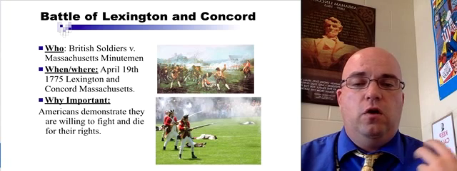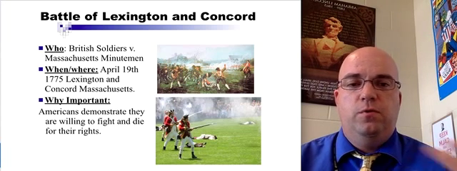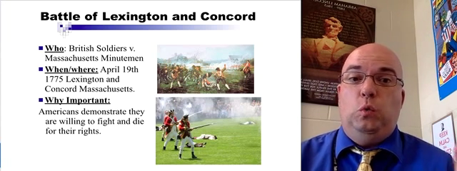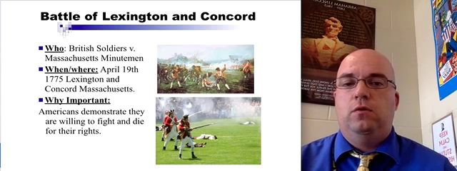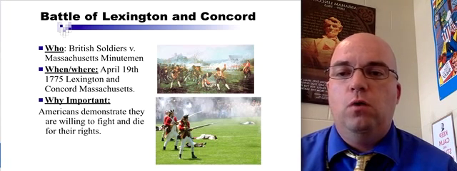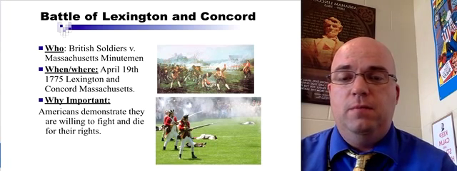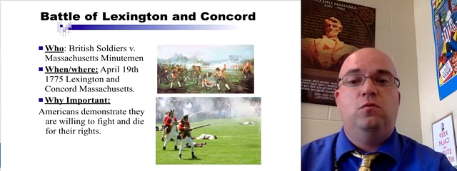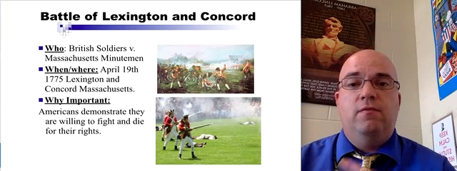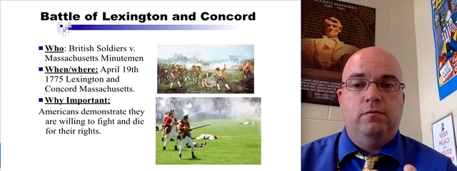The general, the British soldiers say, "Men, disperse." As historians, we don't really know who shot first. It's one of the great mysteries of the Revolutionary War. But regardless, a shot is fired. The soldiers fire into the militia, the Minutemen, the militia fire back into the soldiers, and we have the first battle of the Revolutionary War.